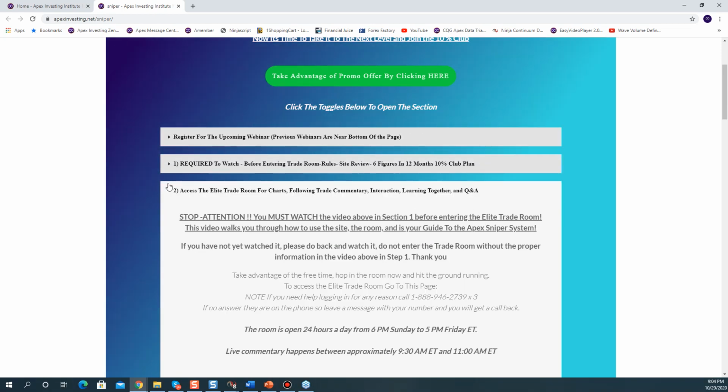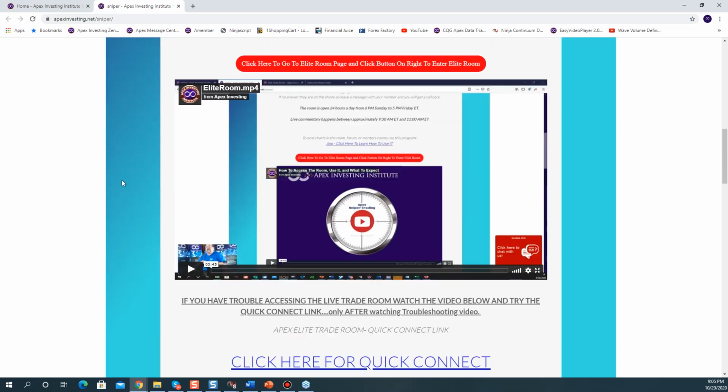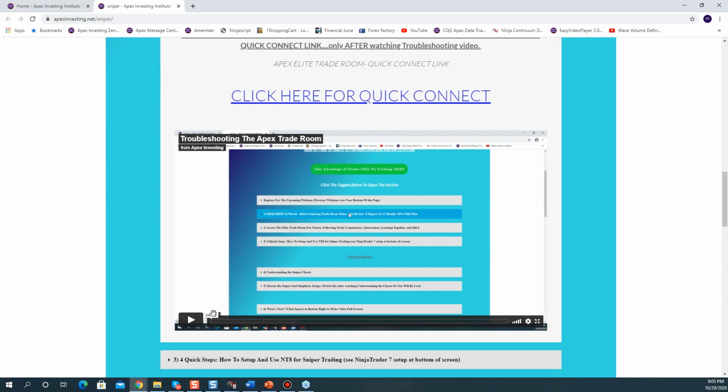When you go to step 2 to get into the elite room, I want to apologize to some of you who are newer. We've had a rough time the last few days getting some of you into the room. Pretty much everything here works on Google Chrome, and Chrome released a new update on the 21st or 24th, I don't remember, and it's a little glitchy on a couple of pop-ups. So I put a quick link here, and I made a quick 4.5-minute troubleshooting video. If you watch it, it'll show you how to get right in and fix the problem.